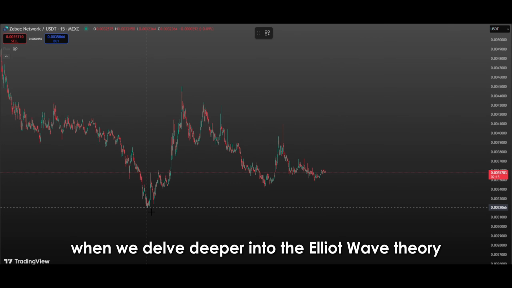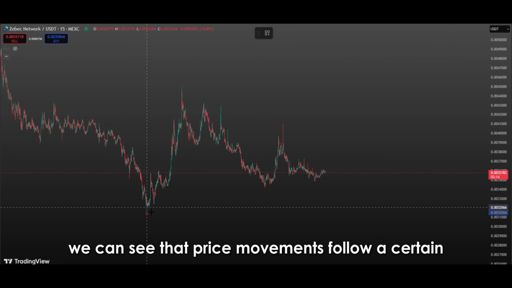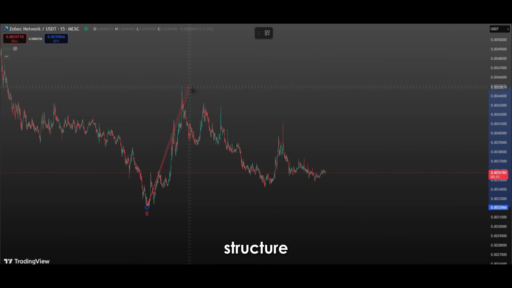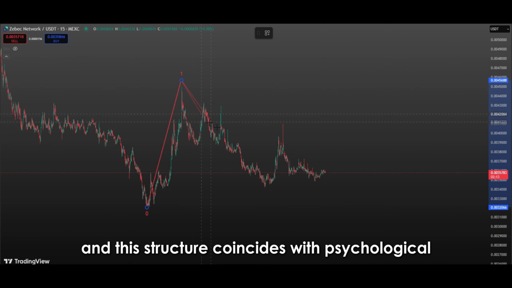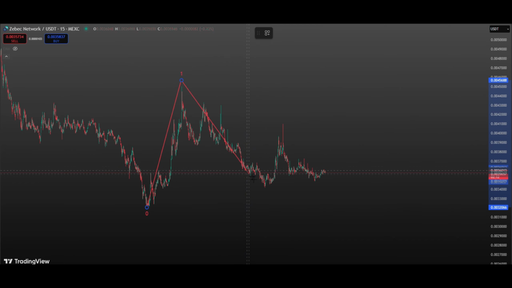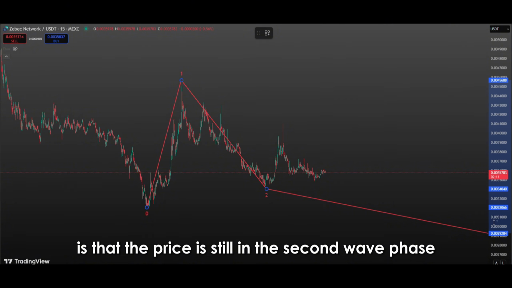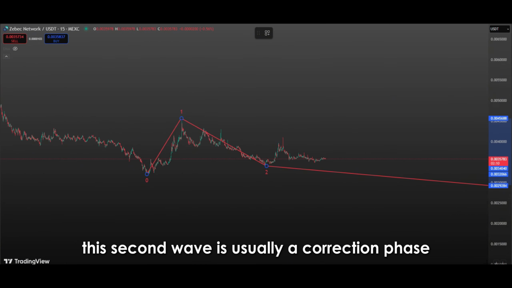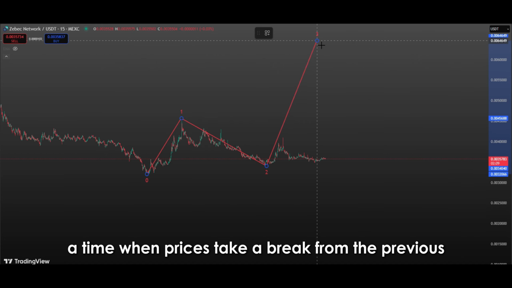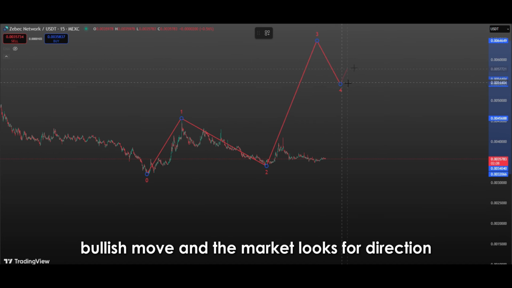When we delve deeper into the Elliott wave theory, we can see that price movements follow a certain structure, and this structure coincides with psychological investor behavior. In the chart we are analyzing right now, the main structure is that the price is still in the second wave phase. This second wave is usually a correction phase, a time when prices take a break from the previous bullish move and the market looks for direction.